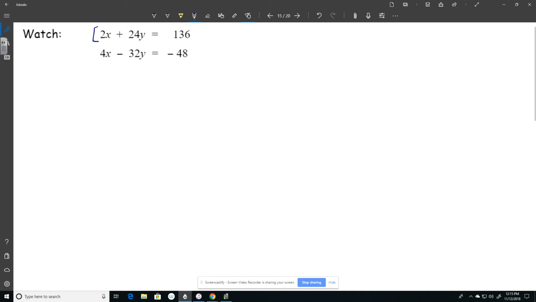I can take this entire top equation and multiply everything times 2 so that instead of a 2x, this becomes a 4x. So I'm going to redo this equation, but I'm timesing everything by 2. So 4x, 24 times 2 is 48y. And that's going to equal 136 times 2, which is 272. So I got rid of this equation, and I've got a new one.